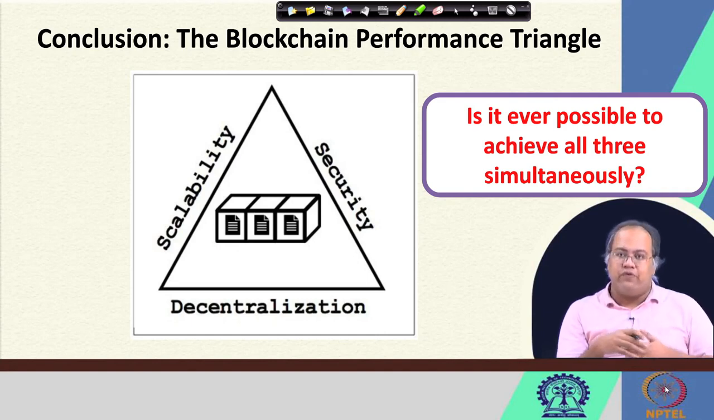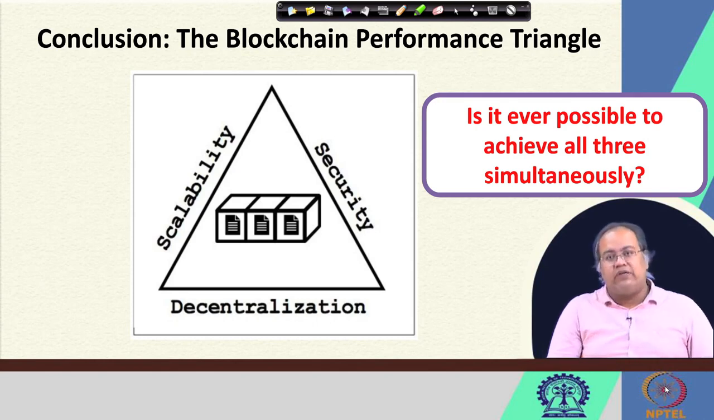Now, with this trade off, the question that remains is whether it is ever possible to achieve all these 3 requirements simultaneously, that means scalability, decentralization and security. That we are going to discuss in the next lecture in detail.